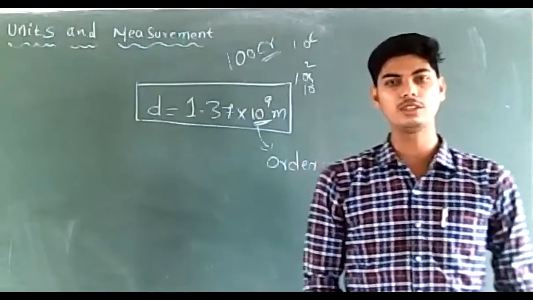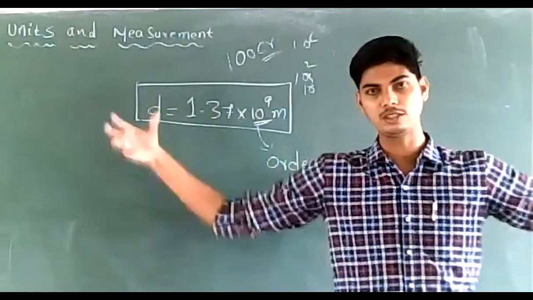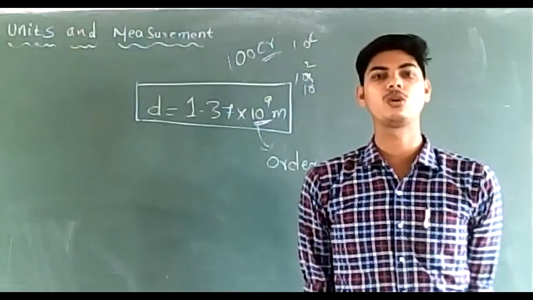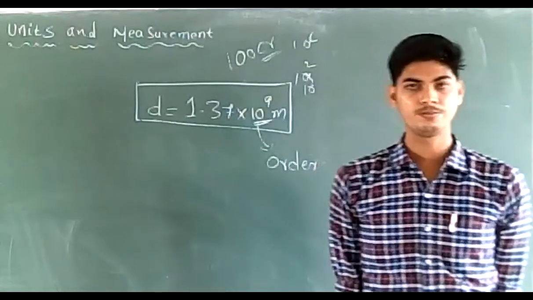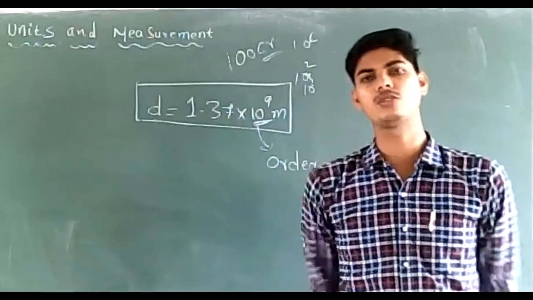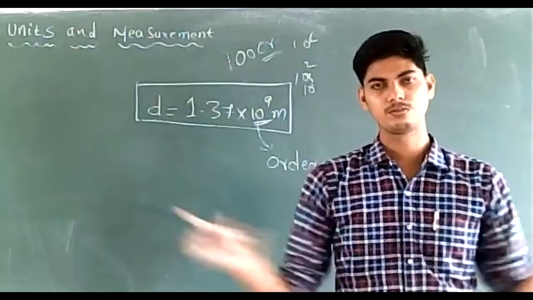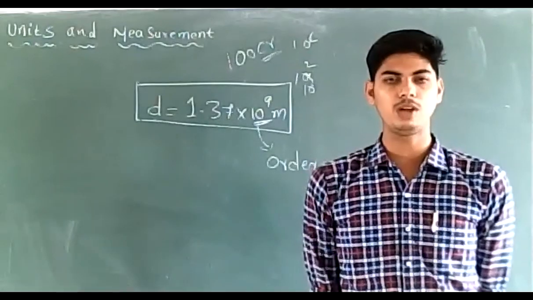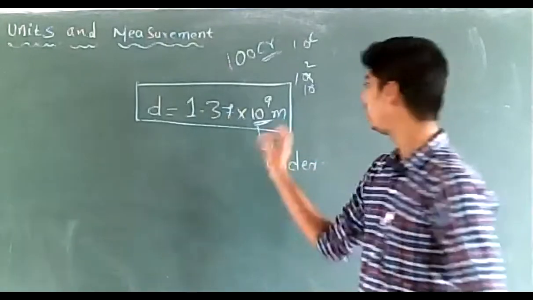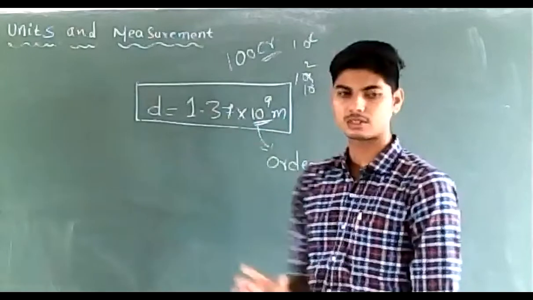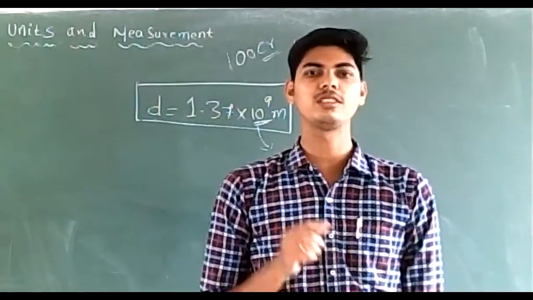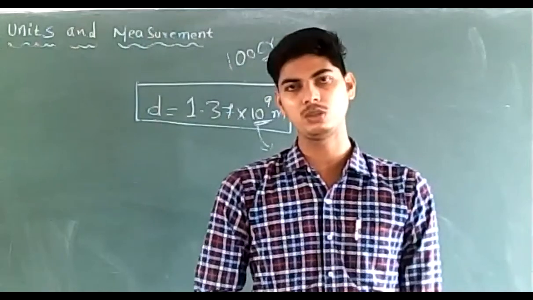Can you just imagine that distance? Can you just imagine that diameter? 100 crore meters. Whether it's a very small value or a very large value, the diameter of the sun is a very large value. These kinds of large values or large distances can generally be determined using the parallax method. To measure large distances, we use the parallax method.